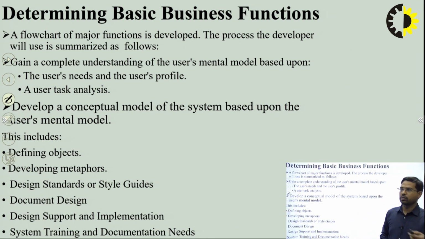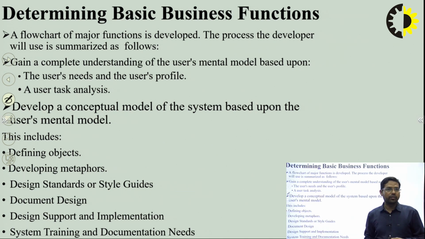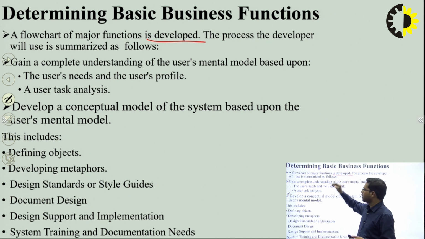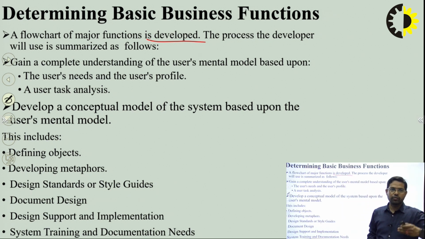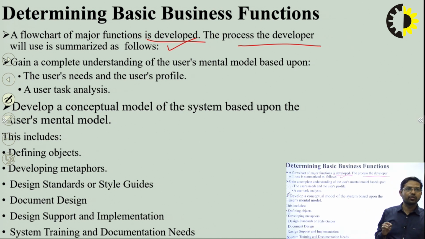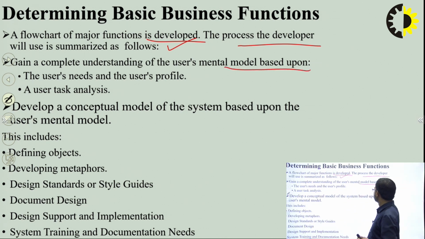In the direct method we communicate directly, and in the indirect method we communicate in an indirect mode. So how do we determine the basic business functions? If we want to develop any program, for example a C program, we first create a flowchart. A flowchart of the major functions is developed, and a flowchart shows how the process goes from one point to another. The developer will summarize as follows: gain a complete understanding of the user's mental model based upon the user's needs and the user's profile.